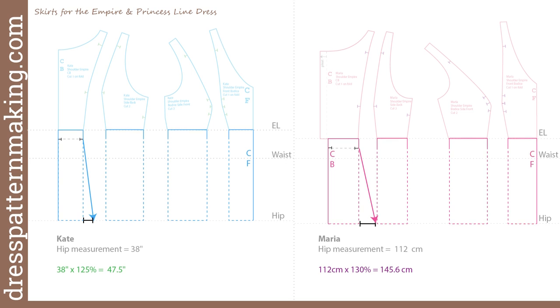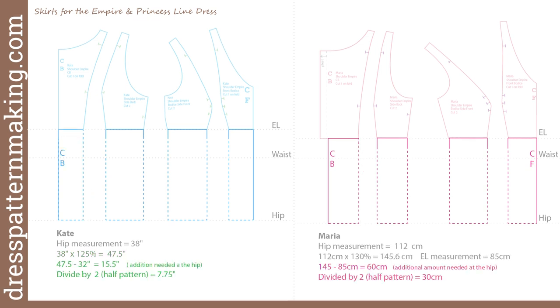We'll start with a rectangle that's the width of the Empire line measurement and we'll add to the hip. So to start calculating how much to add to the hip, as I said, I'm going to use the same amount of flare and therefore the same measurement at the hip that I used in the A-line skirt. For Kate, 125% of her hip measurement is 47.5 inches. For me, 130% of my hip is 145.6 centimetres. That's the starting measurement. So we take that measurement and subtract the measurement at the Empire line. For Kate, that's 47.5 inches less 32 inches equals 15.5 inches.